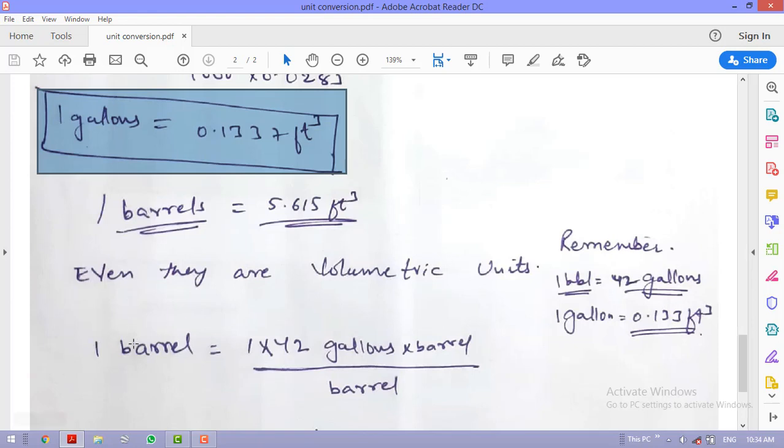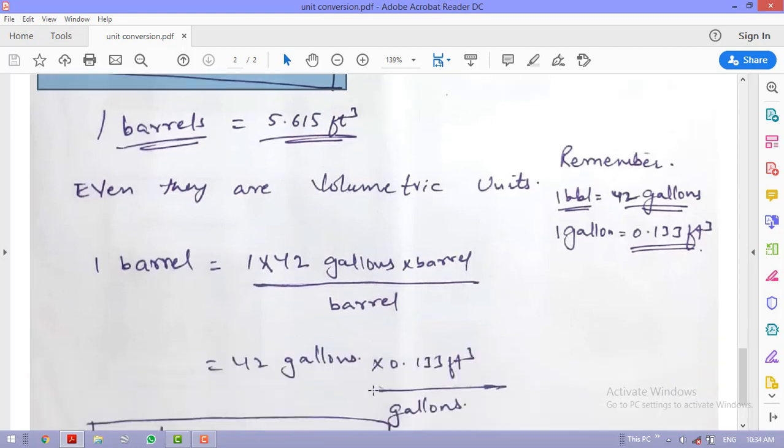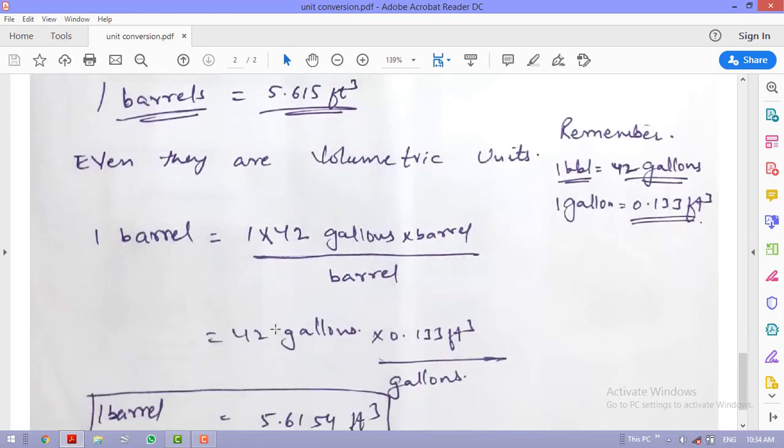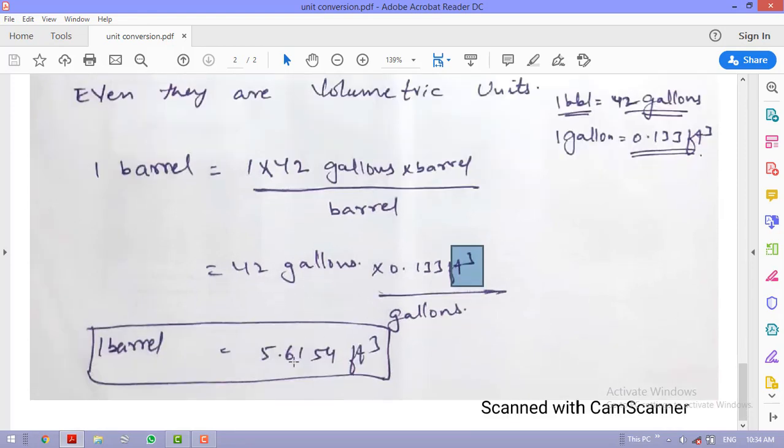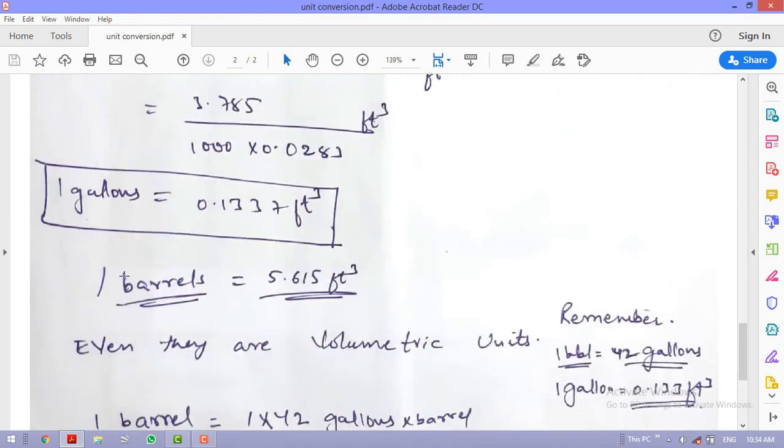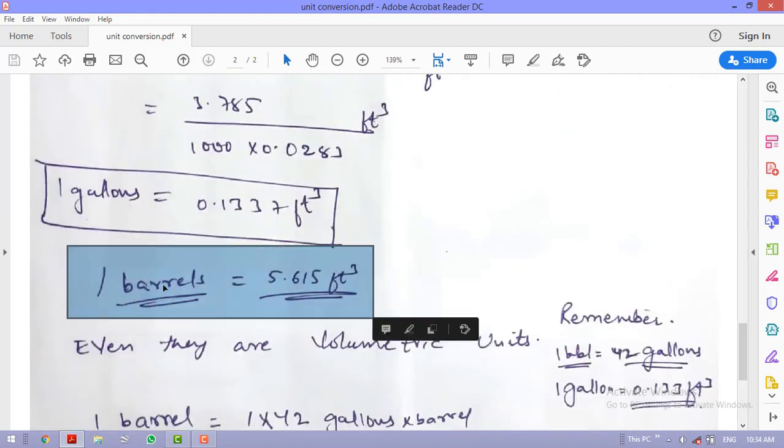So first I am converting these barrels into gallons by just multiplying with 42. So this 1 into 42 gallons, barrel and barrel will get cancelled, and obviously after that 42 gallons has to be multiplied with 0.1337 feet cube to get the answer from gallons to feet cube. This gallon and this gallon will get cancelled, and after multiplying this you will get the final answer as 5.6154 feet cube. So here you can see that 1 barrel is equal to 5.6154 feet cube. So even I have shown you how 1 barrel is equal to 5.615 feet cube.